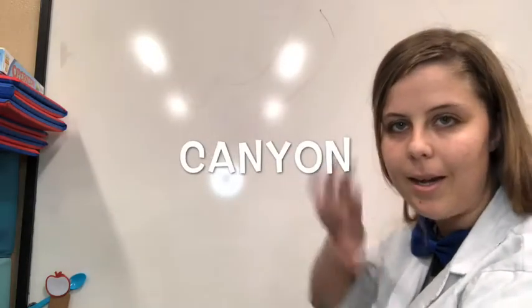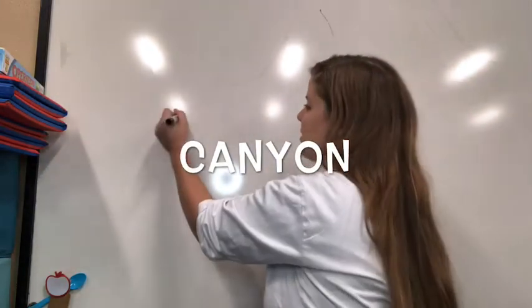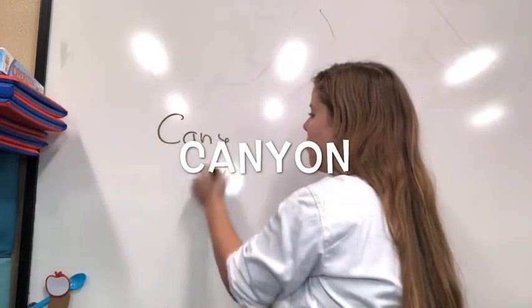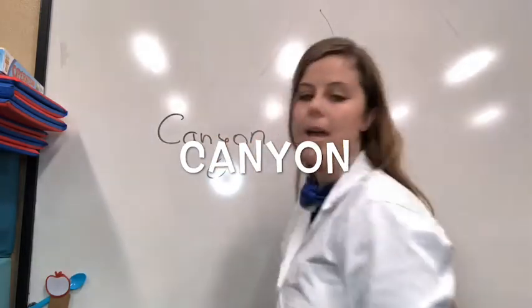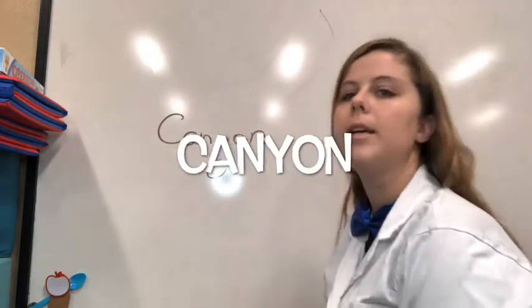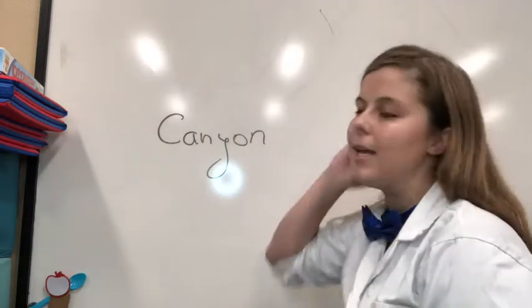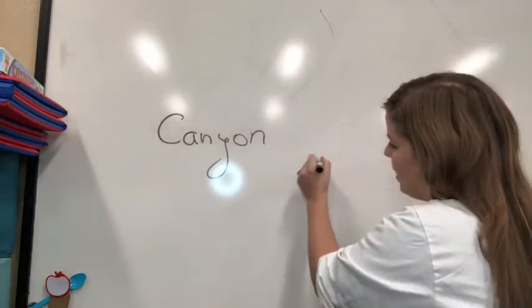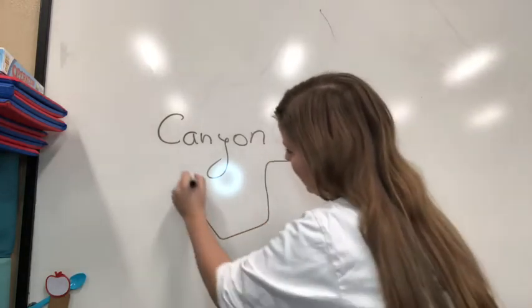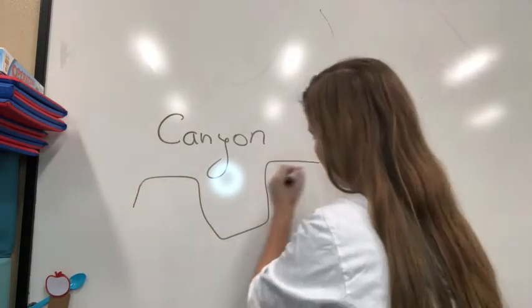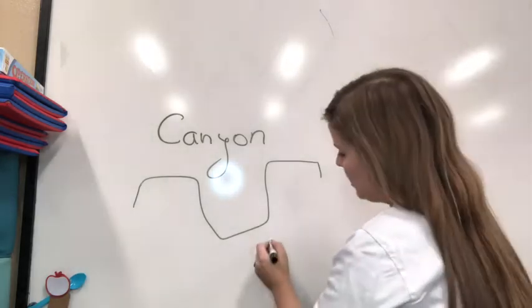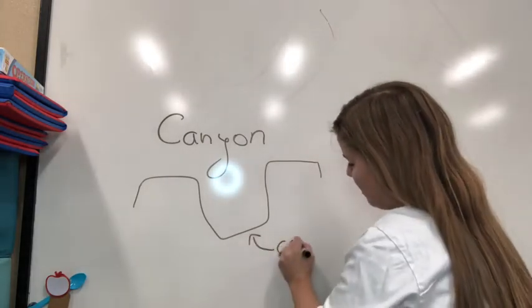So let's start out with canyon. Canyon is C-A-N-Y-O-N. A canyon is when you have mountains or cliffs or hills. A canyon is this flat part in the middle.